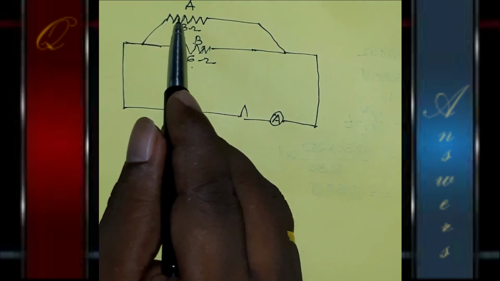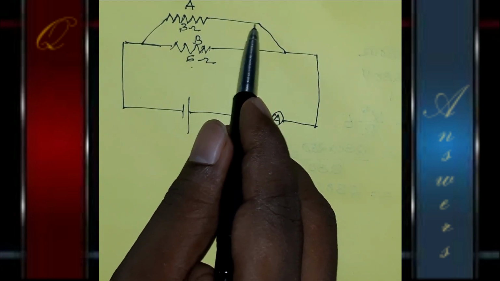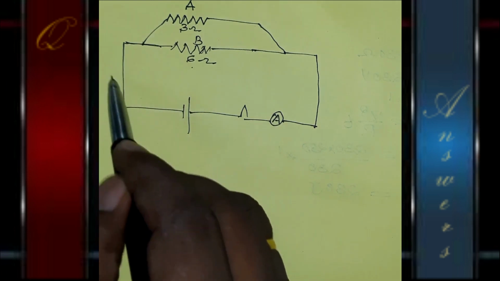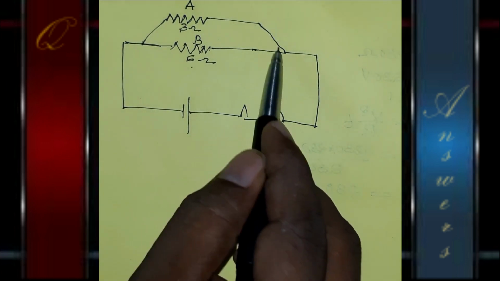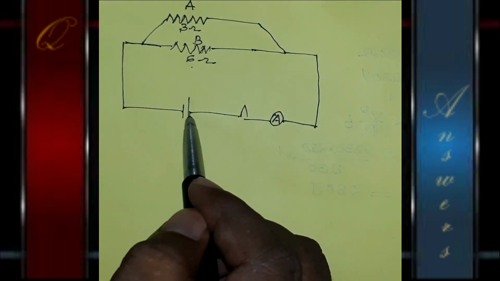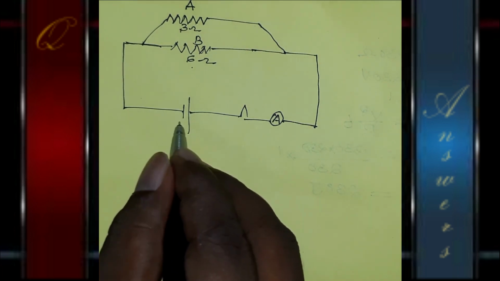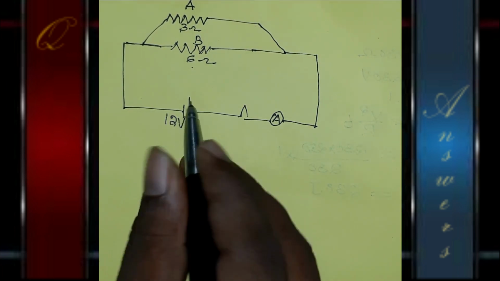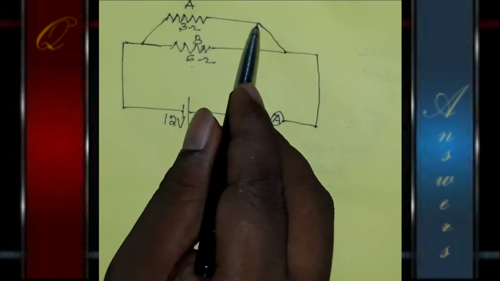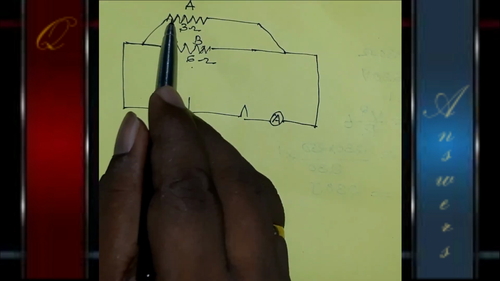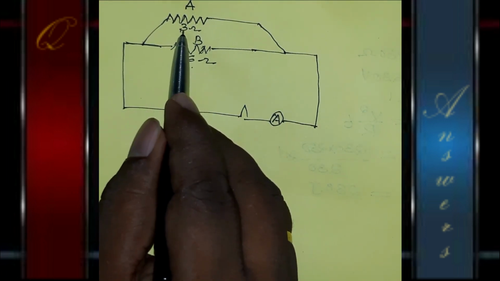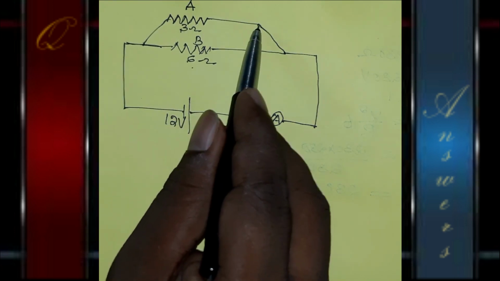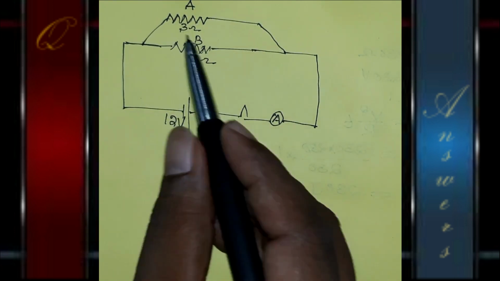What is the potential difference across this resistor? This resistor is connected to this cell. The two ends are connected to this cell. What is the potential difference here? It is 12 volt. So voltage across this resistance is 12 volt. This resistance value is 3 ohm.